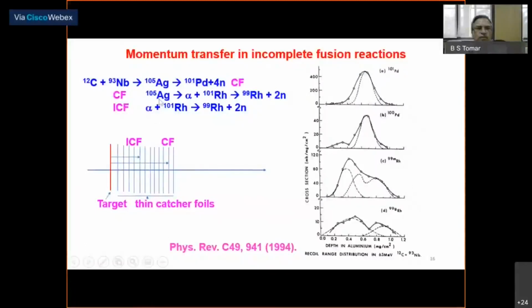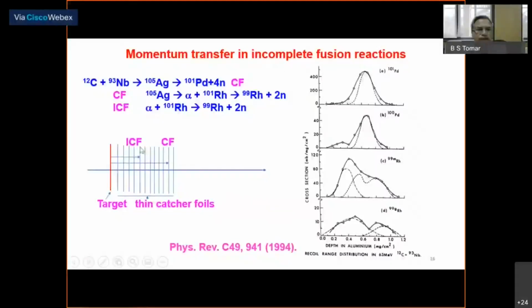But instead of this carbon fusing with the target nucleus, it breaks up into beryllium-8 and an alpha, and the beryllium-8 fuses with the niobium, and the alpha comes out. And then this rhodium-101 is emitting neutrons. So the alpha that is formed here is not evaporated from the compound nucleus, unlike in the other case. So this is a reaction where momentum transfer is not complete, and so this particular product will stop in early foils, because it has low energy.